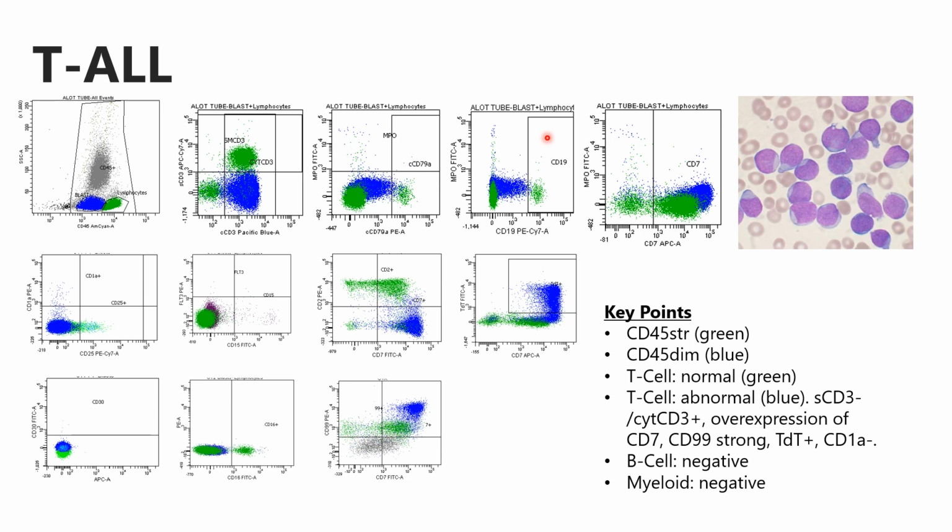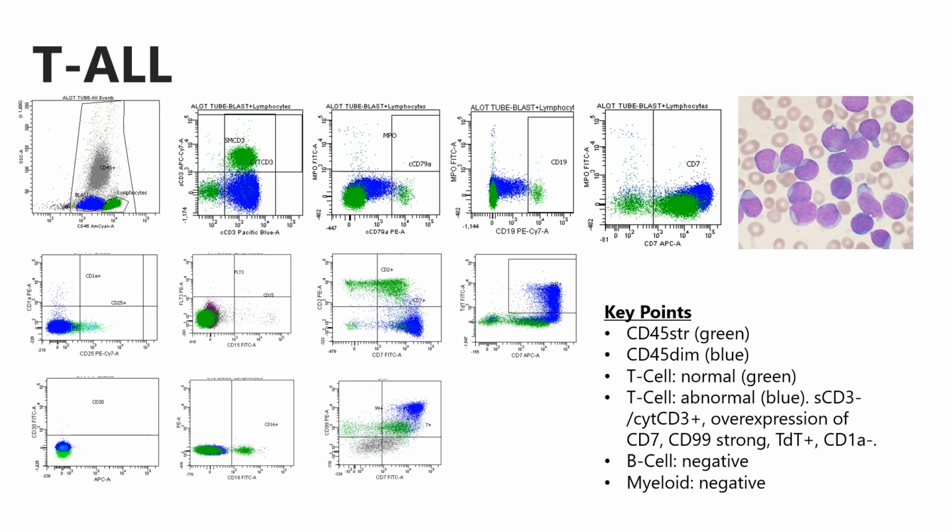And this plot here has got CD7 versus CD99. And you can see that our malignant cells in blue have a very strong overexpression of CD99. Again, quite characteristic of T-cell acute lymphoblastic leukemia. Most importantly, our antigens targeting the B cell lineage and the antigens targeting the myeloid lineage are all negative.